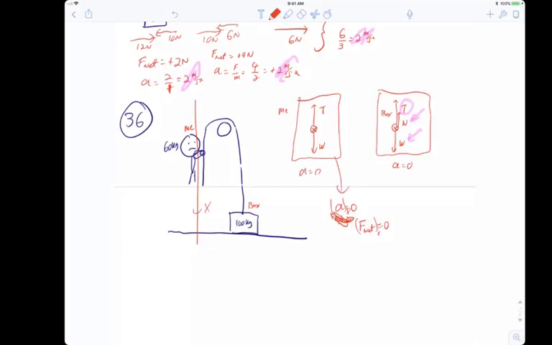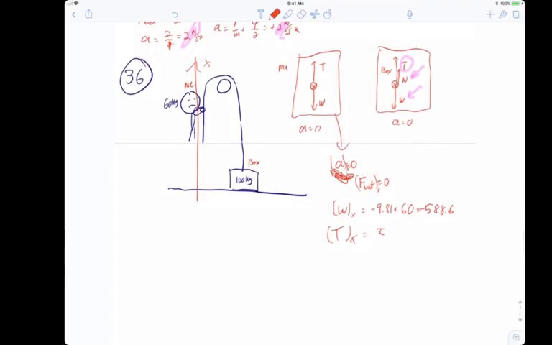Got the x-axis. So how about x-axis going up instead of down? That's a little confusing. So the weight in the positive x direction is minus 9.81 times 60, which is minus 588.6 newtons. Then the tension force in the x direction is unknown. So because the net force is 0, tension minus 588.6 is 0. So the tension has to be 588.6 newtons.